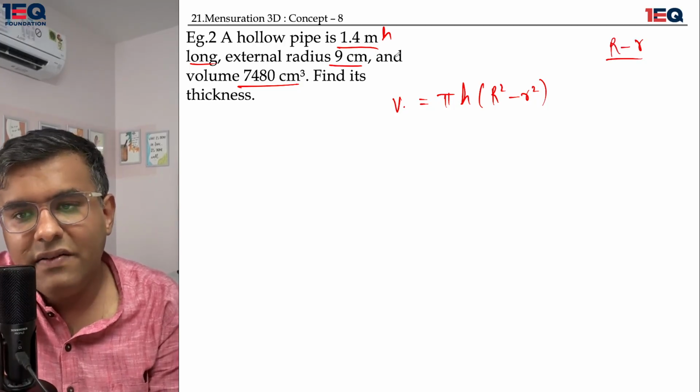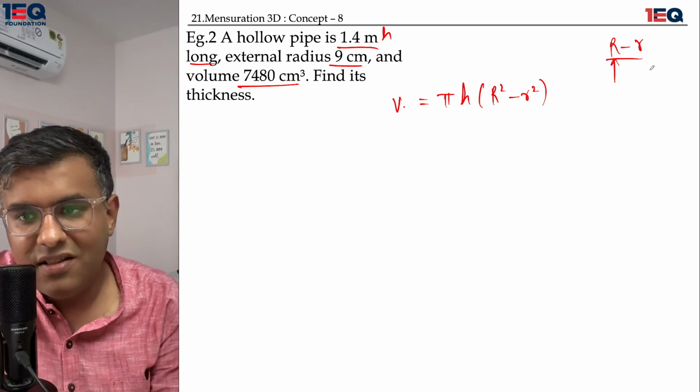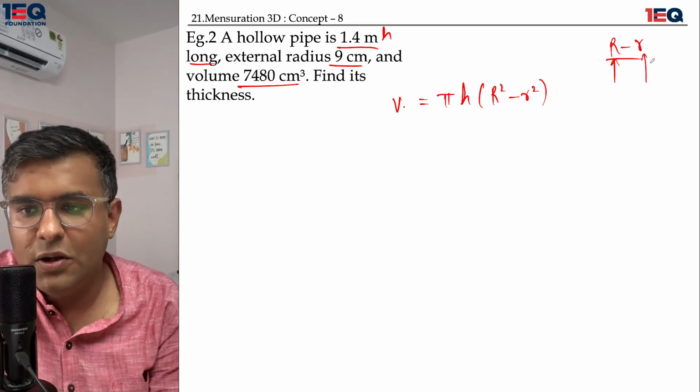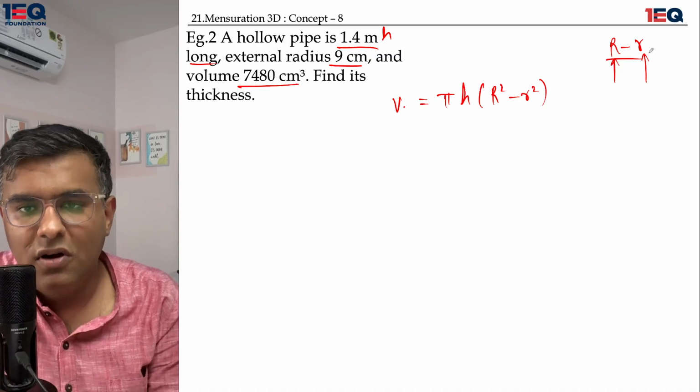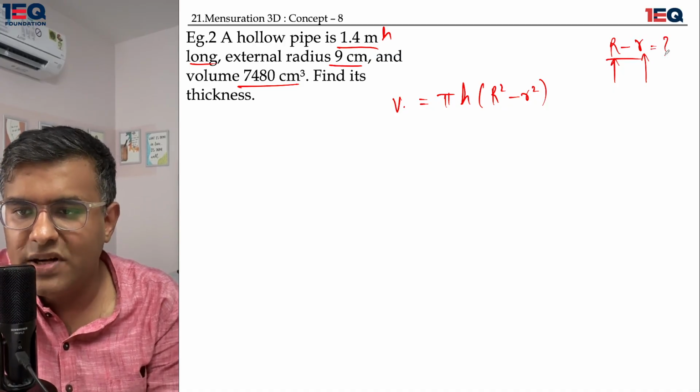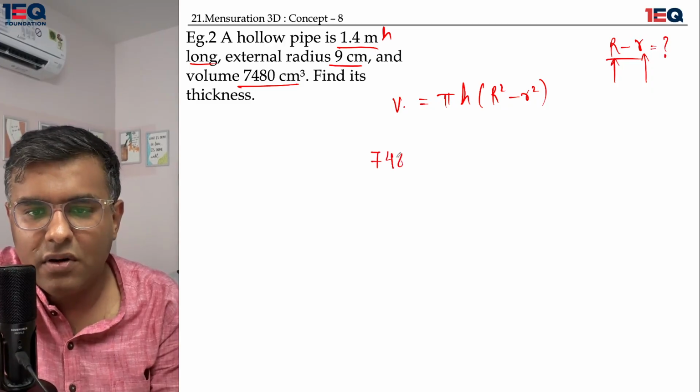Here we already have the external radius. That means we have the value of capital R. By putting in the values, we will achieve the value of small r, and capital R minus small r is something which we need to find out. So this is equal to question mark here. The volume has already been given as 7480.